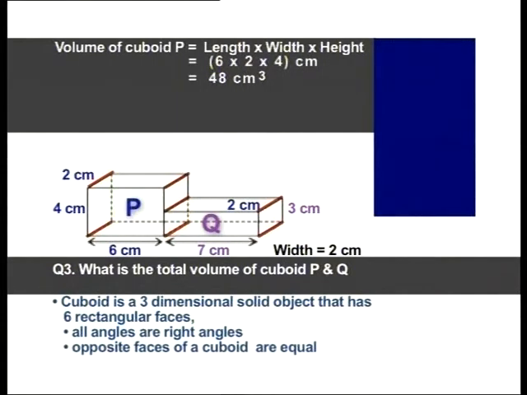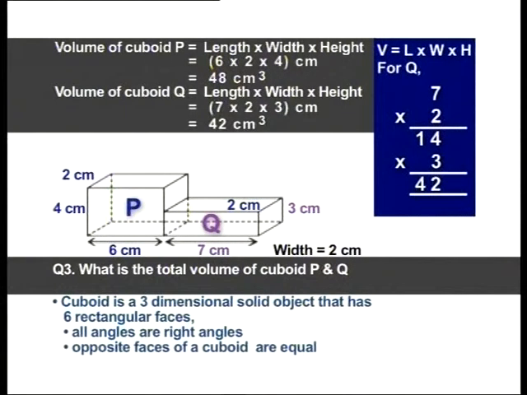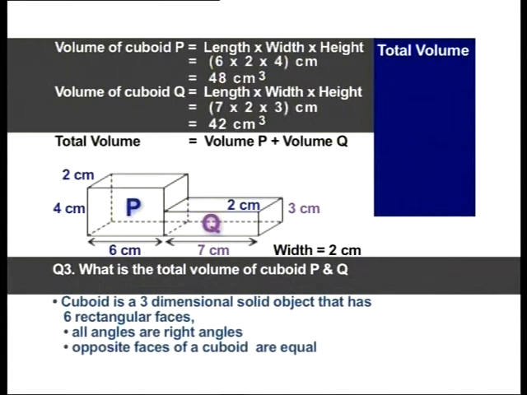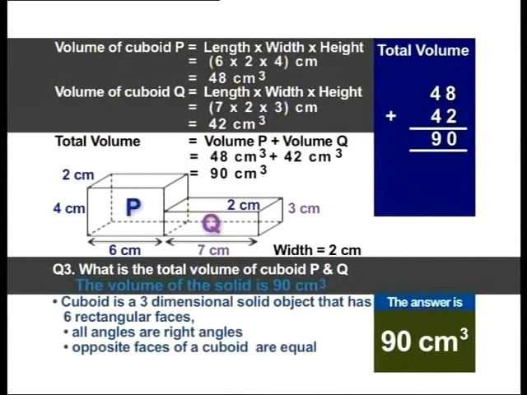Now, we have all the measurements to find the volume of cuboid Q. So, the volume of cuboid Q is 7 cm multiplied by 2 cm equals 14 cm, and 14 cm multiplied by 3 cm equals 42 cm cubic. To find the total of P and Q, let's add up. 48 cm cubic plus 42 cm cubic equals 90 cm cubic. The answer is 90 cm cubic.